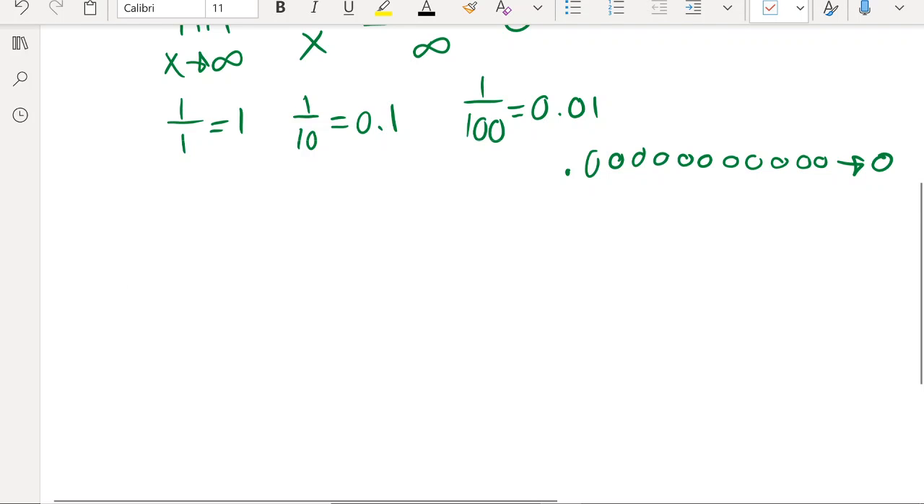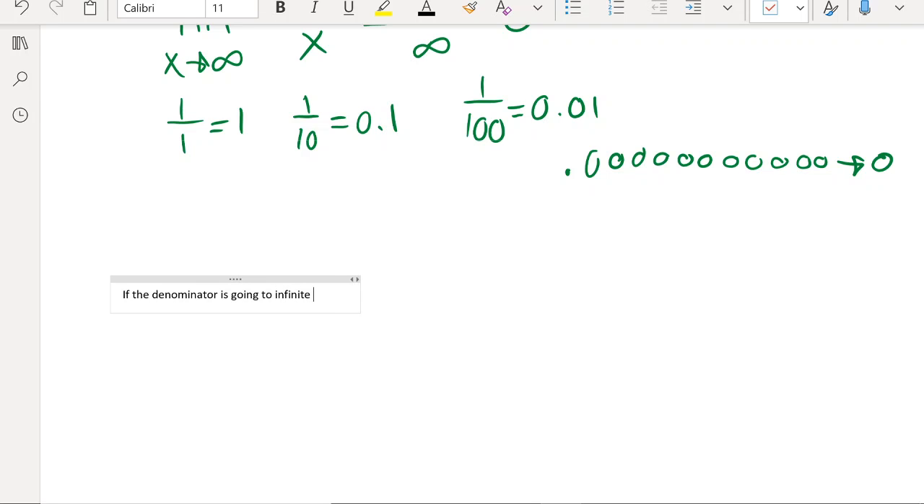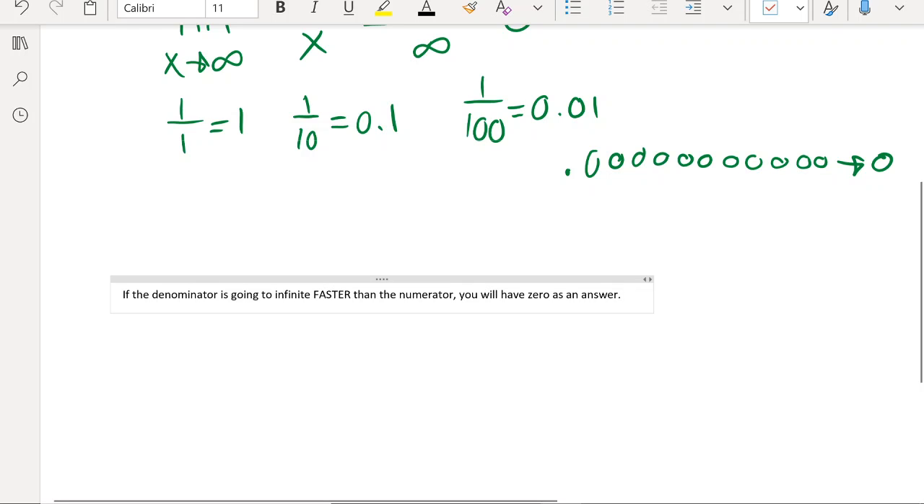So basically, if the denominator is going to infinity faster, so I'll put that in caps, FASTER, than the numerator, you will have 0 as an answer. If the denominator is going to infinity faster than the numerator, you'll have 0 as an answer. That's the whole idea here.